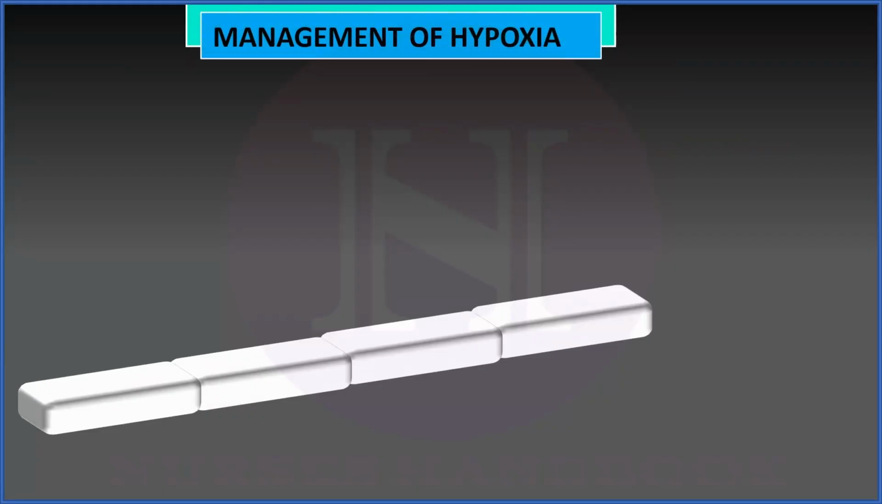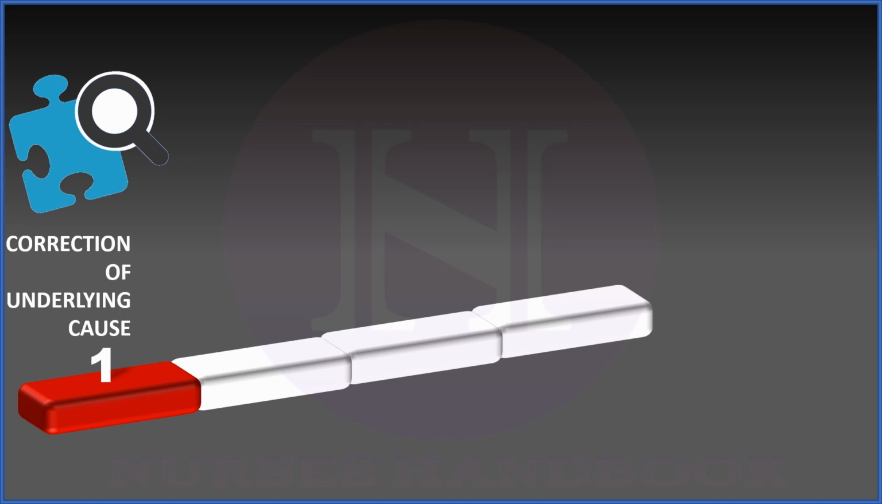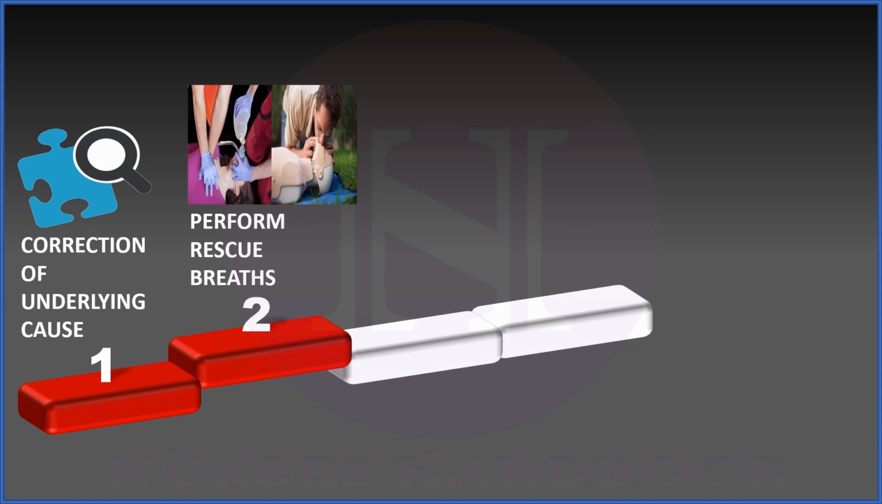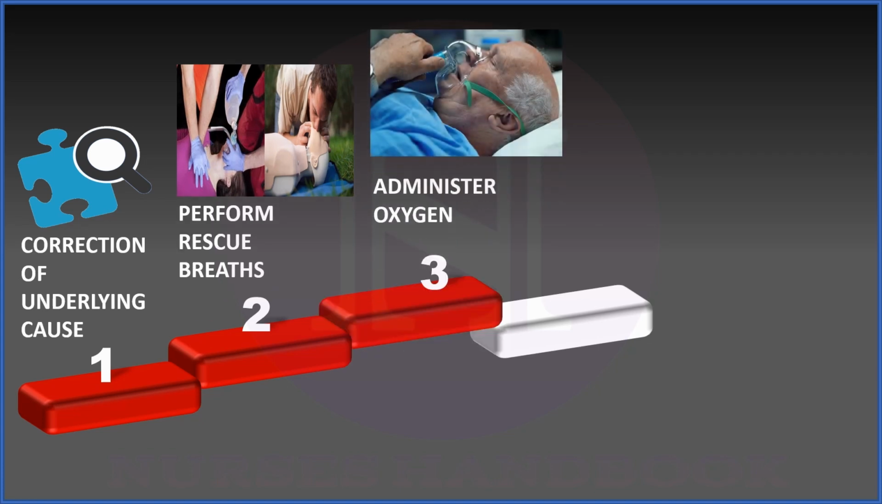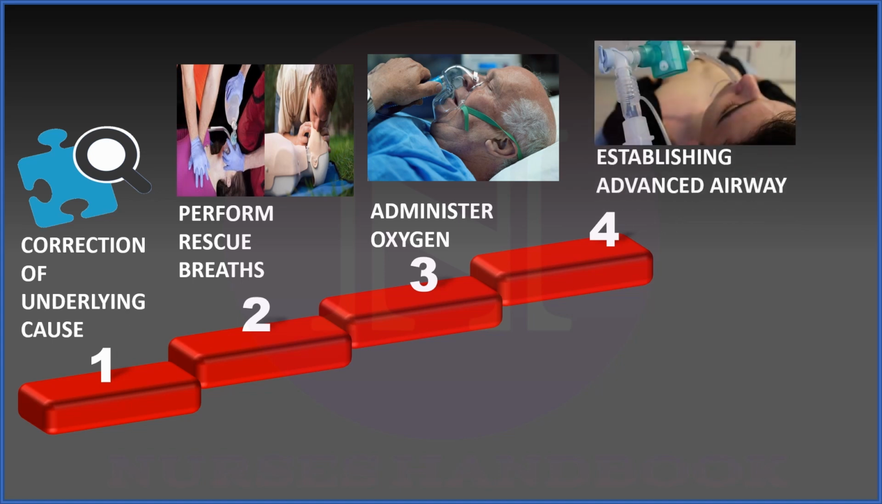Now coming to the management part of hypoxia. First is to identify the underlying cause and to correct it. Second is to perform rescue breaths, that is 10 to 12 breaths per minute to be given to the victim. Third is to provide adequate oxygenation. Fourth is to establish an advanced airway, that is to intubate the patient as early as possible if recommended.